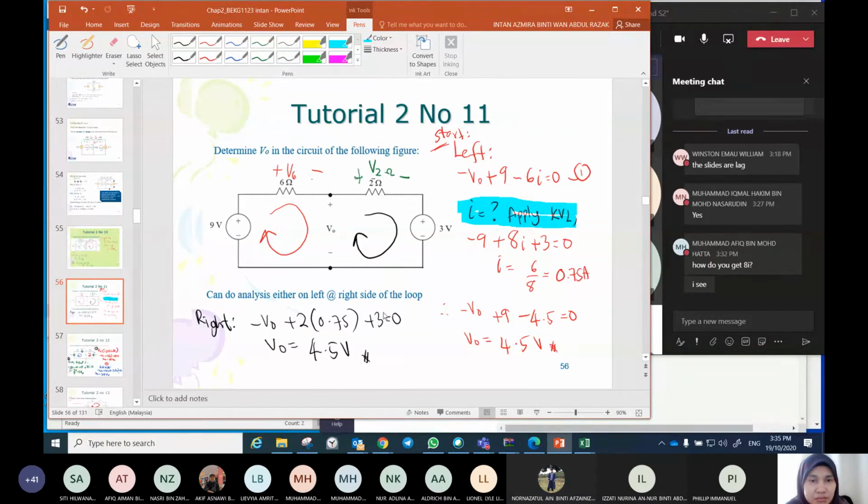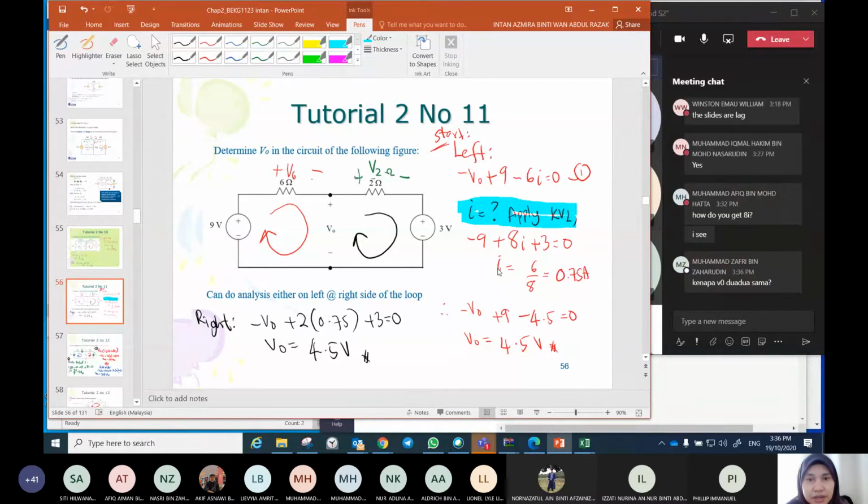Because at the right side we have found the current in the left side, so we just use the current. If you start with the right side and then you have to find the current like this, like this. Okay, you have to find the current and then you apply the current value in your equation.